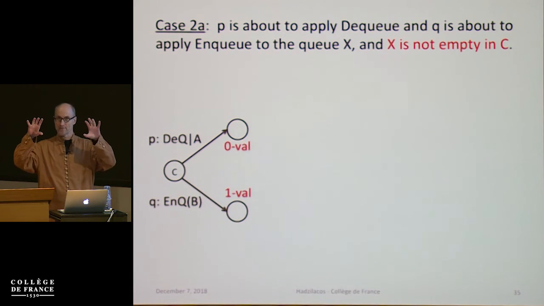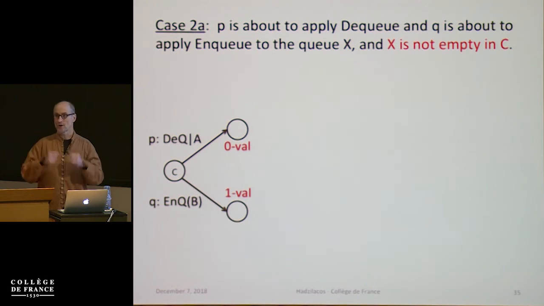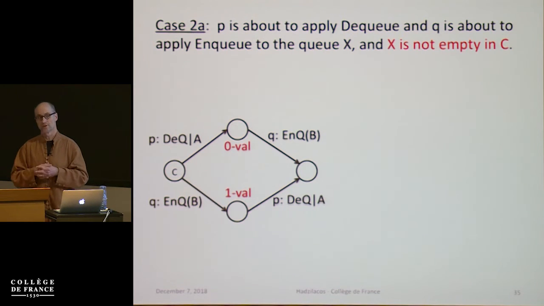So think about it. We have a queue, not empty, and two processes. One of them is putting something at the end of the queue. It's enqueuing element B, Q. And the other is removing the first element of the queue. Okay? It's not hard to see that these two steps commute at that configuration.